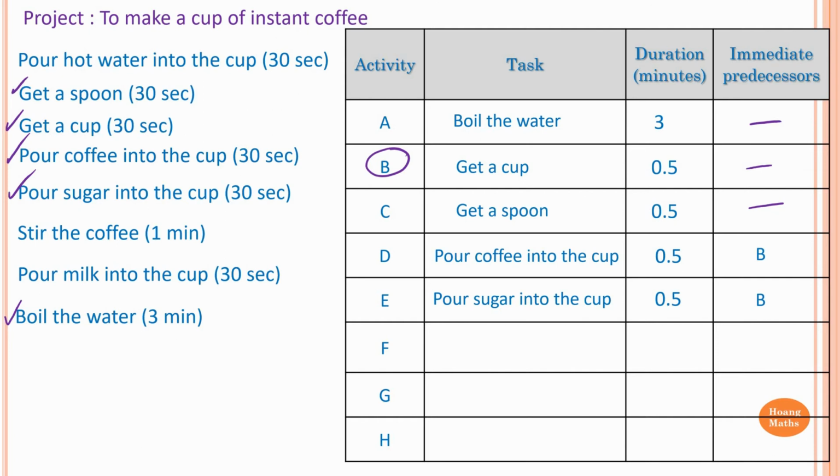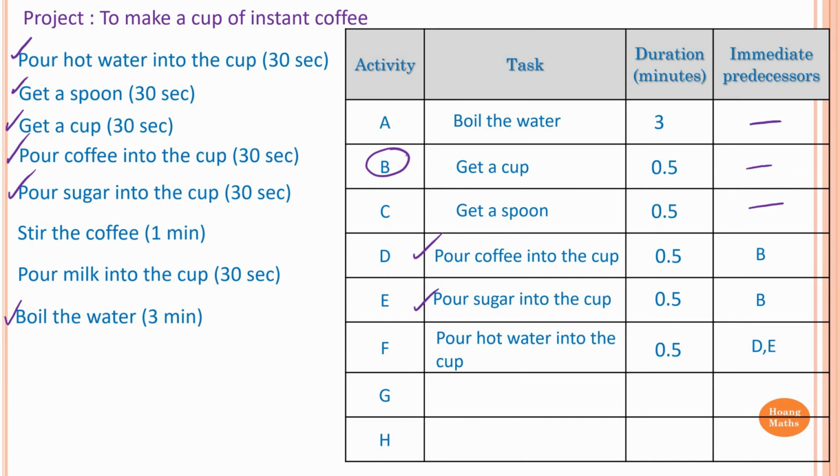And the next task is I pour water into the cup. And it takes me 30 seconds to do that. The prerequisites for this is we need to have coffee and sugar before we can do that. Therefore, activity D and E are immediate predecessor of activity F.